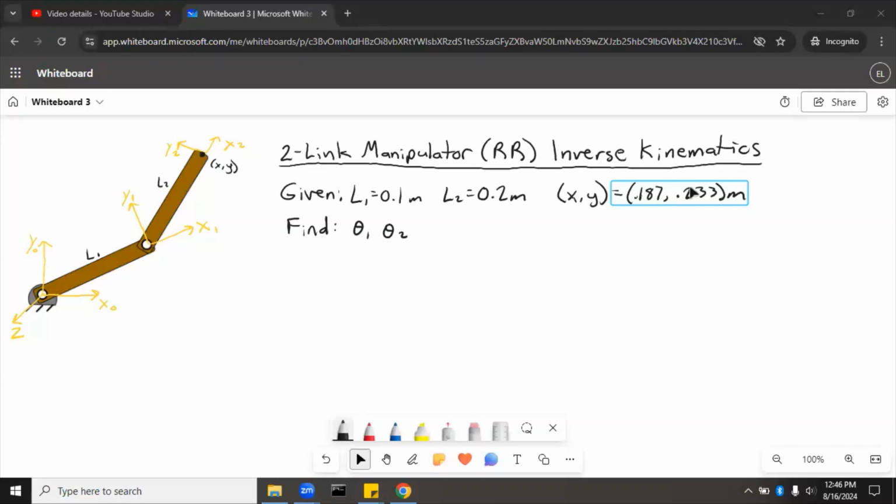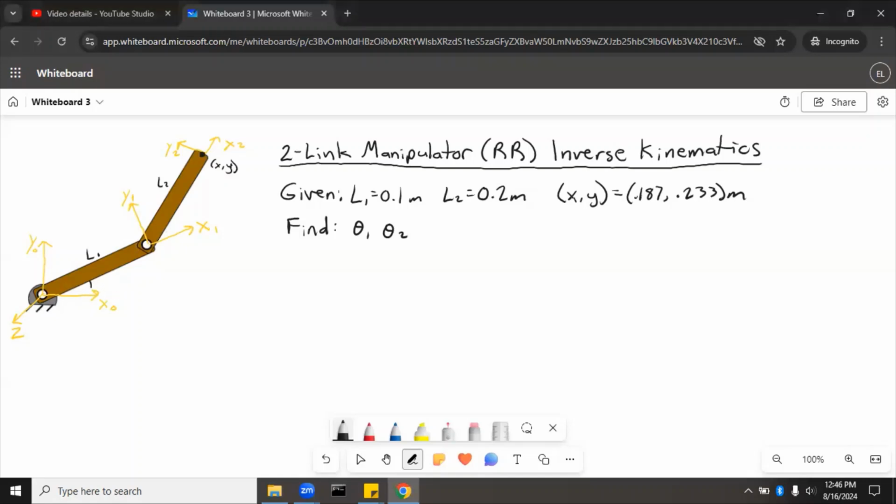In this example, we're going to cover inverse kinematics of a two-link manipulator. Inverse kinematics is where, when we are given the tip position or end effector position, we find the joint angles. So in this case, we are given the tip position x, y, and we need to find joint angles theta 1 and theta 2.